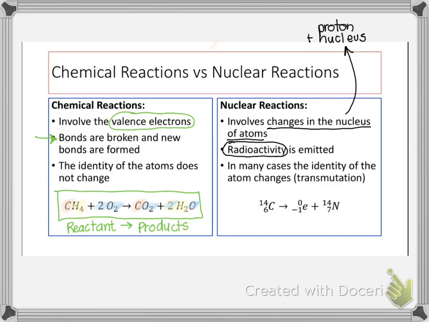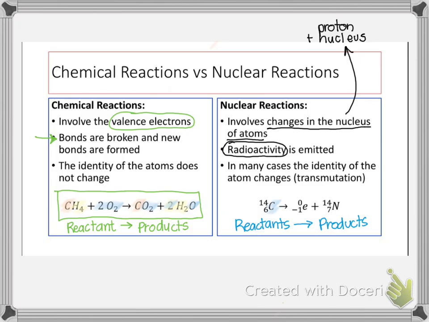As a part of the change in the nucleus, we'll find that radioactivity is emitted. Emitted just means let go or released. So we'll see a variety of radioactivity and how we might think about it. And in many cases, and it's not always, but in many cases, the identity of the atom actually changes. So let's look at this bottom one. So here you'll notice there's a carbon on the reactant side, but if you look over on the product side, there are no carbons, right?